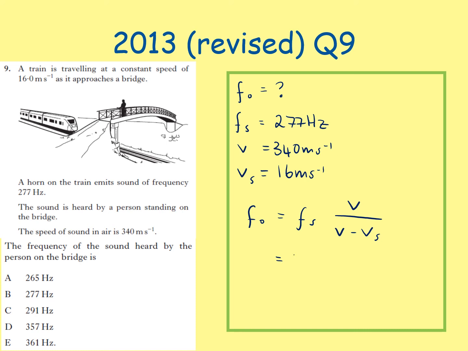Adding in our numbers there, we've got 277 multiplied by 340 over 340 take 16. And we get a final answer of 291 Hz. That corresponds to answer C.